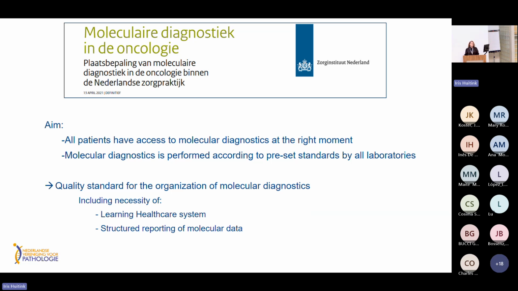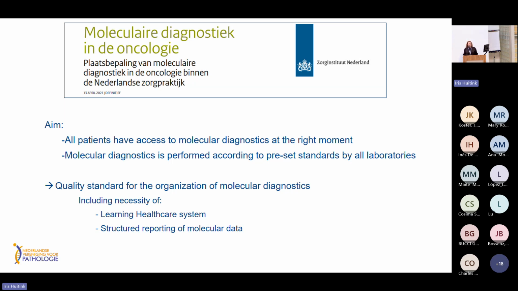In 2021, actually, the Healthcare Institute in the Netherlands wrote a report regarding molecular diagnostics. What should we improve? And in their report, they aimed for access for all patients to molecular diagnostics. Every patient should have access to the exact same molecular diagnostics. And also the molecular diagnostics should be performed according to generally accepted guidelines and standards, quality standards.